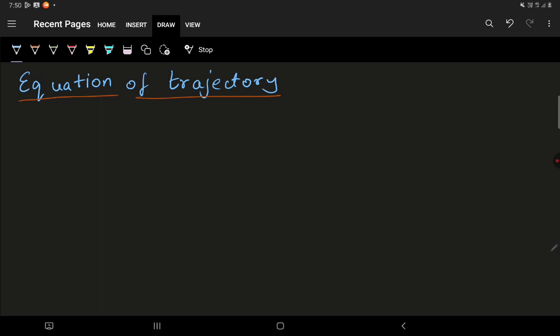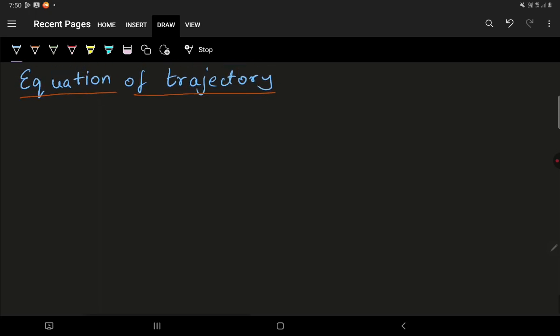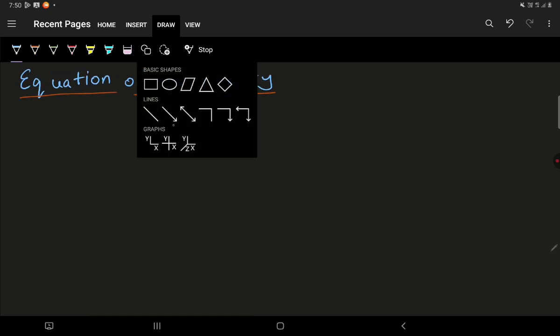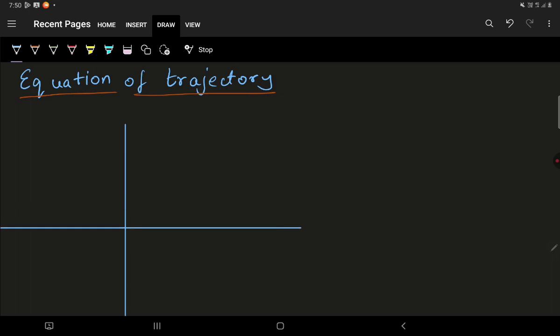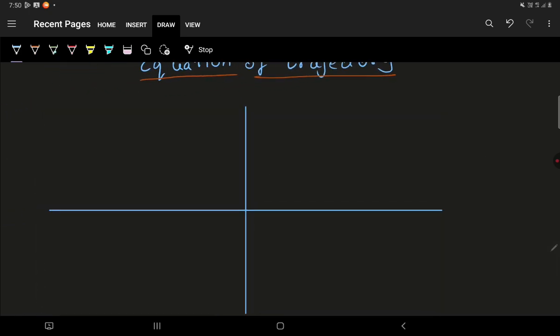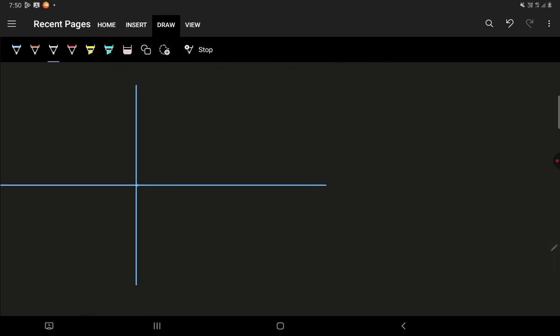Now, how do we define the equation of trajectory? First we consider a coordinate system. So let this be my coordinate system. Using the white dot indicating the path of the projectile, and the red dot, as I am showing, is the initial position of the projectile during the motion. Right? This is my y-axis. This is my x-axis.